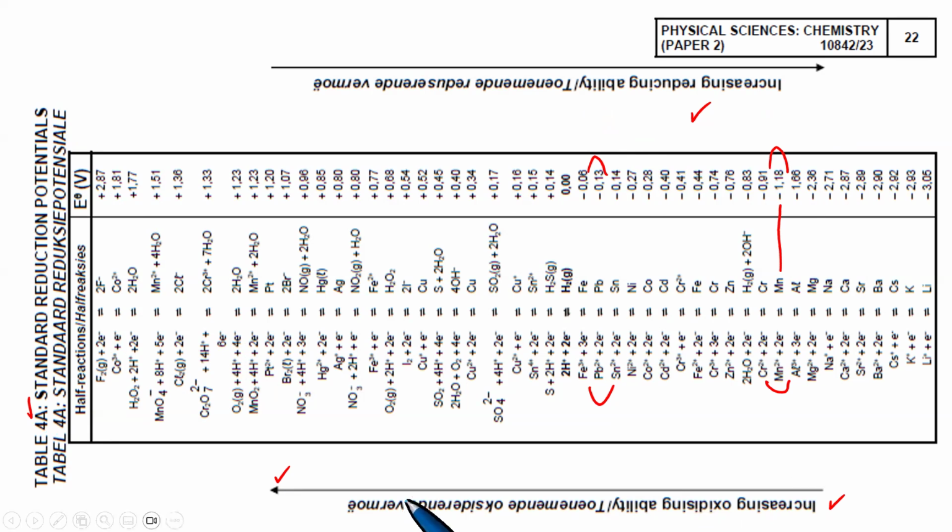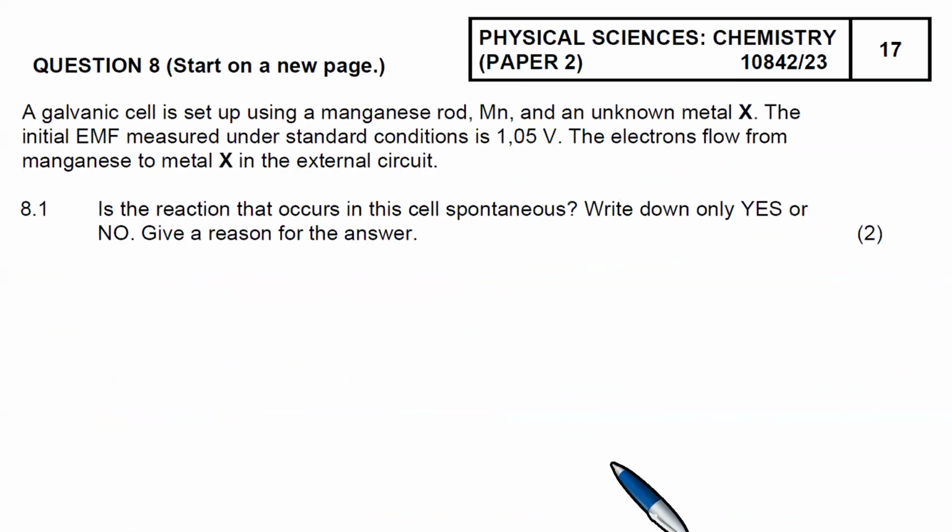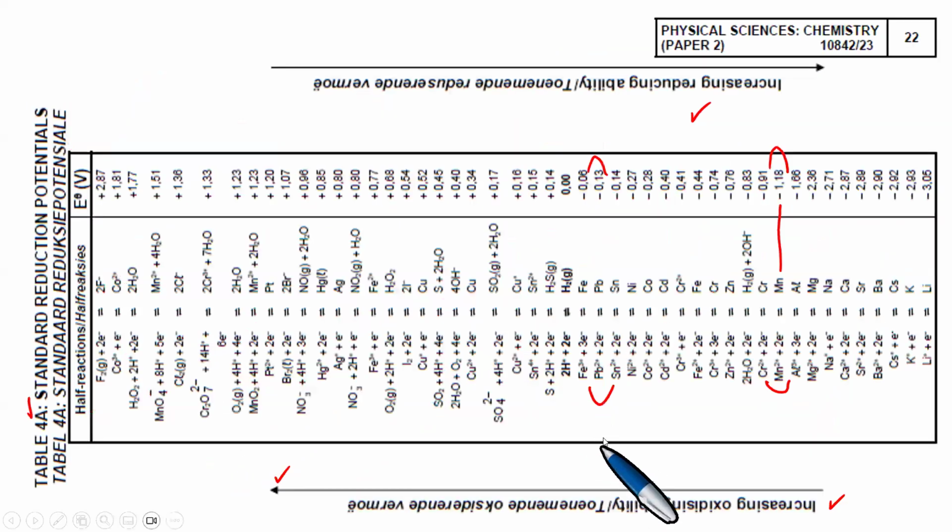Right, so as you go to the top, for example, you have lead. And lead itself is experiencing the increasing oxidizing ability. Because of this, we say that lead itself is being reduced. Reduction is the gain of electrons, so Pb2+ plus 2 electrons will give you Pb.